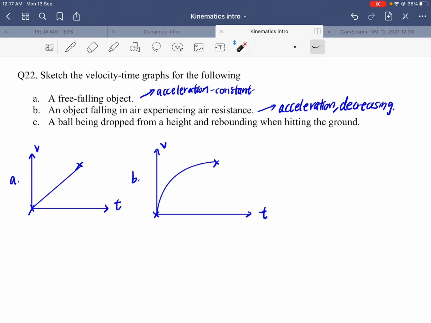Let me explain why. When we take the gradient at the earlier parts, let's say here, it's fairly steep, and when we take it at the start, it is very steep, and when we take it at the end, it is not very steep. Therefore, we know that the gradient is decreasing, and therefore it is a decreasing acceleration, which fits the context of the question. And for our final one, before you can rest, let's draw one more VT graph.